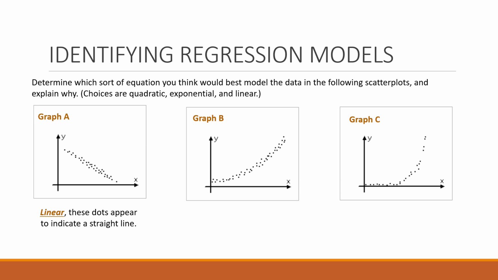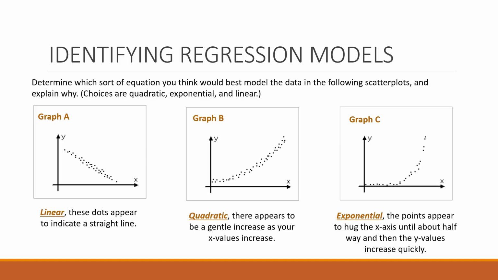On the next one, example B, look at graph B and graph C because they kind of look similar. But graph B is quadratic. There appears to be a gentle increase as your x values increase. Whereas C is exponential, the points appear to hug the x-axis until about halfway, and then the y values increase quickly.